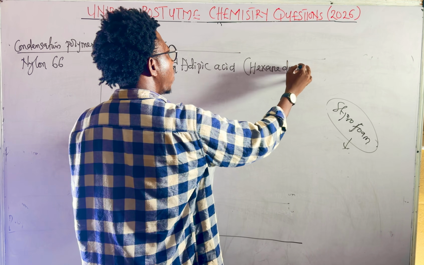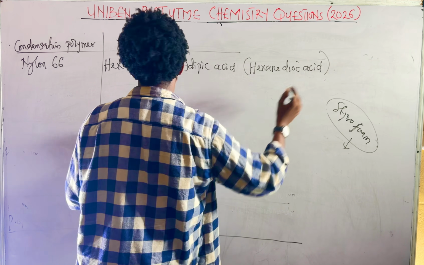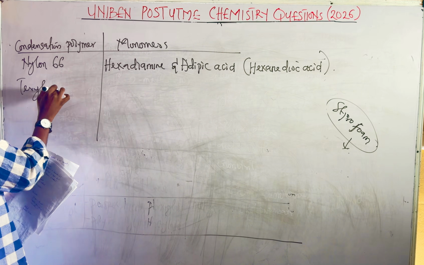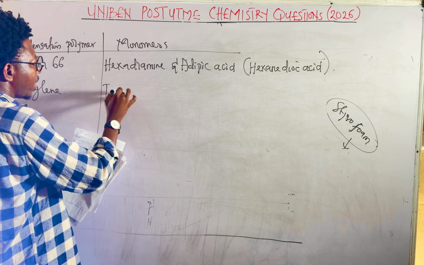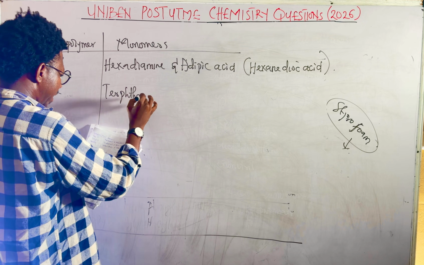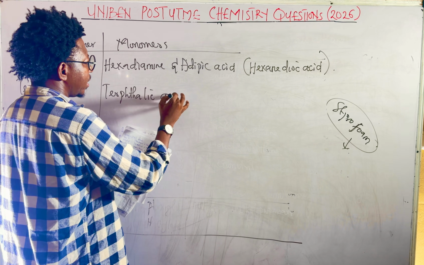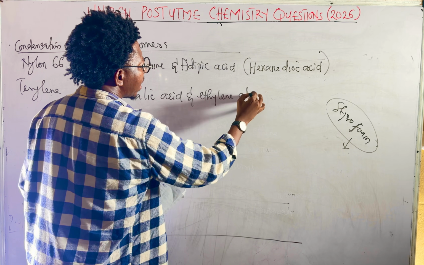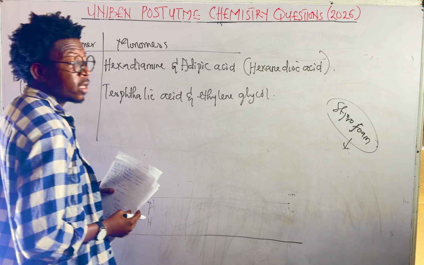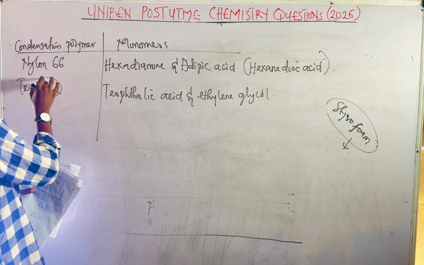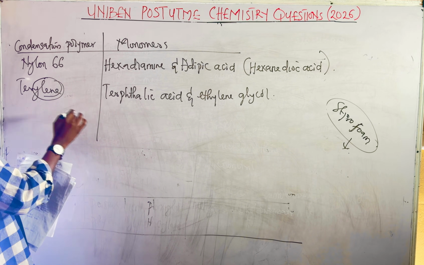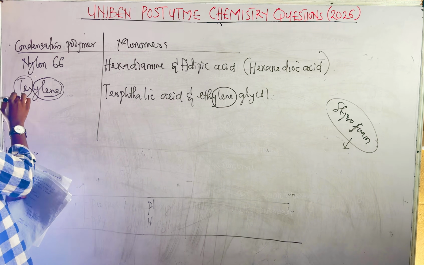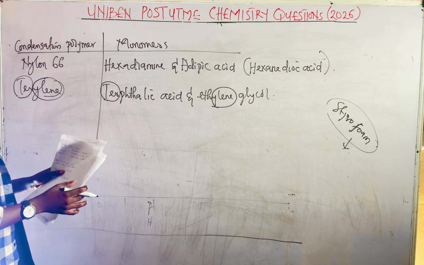Adipic acid is hexanedioic acid. Now, the next is Terylene. Terylene, take note of this. Terylene is what? Terephthalic acid and ethylene glycol. You can easily know the monomer here. This word 'lene' is gotten from here, then 'te' is gotten from here. Can you see it now?